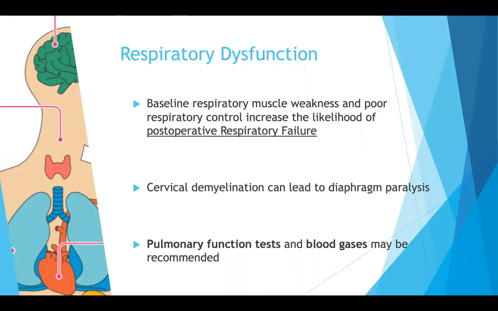Respiratory function can also be compromised in patients with MS. In fact, baseline respiratory muscle weakness and poor respiratory control can increase the likelihood of postoperative respiratory failure. This is mainly because of cervical demyelination that can lead to diaphragm paralysis. Therefore, it has been suggested that any patients with severe multiple sclerosis or with baseline respiratory dysfunction should undergo pulmonary function tests and blood gases preoperatively.